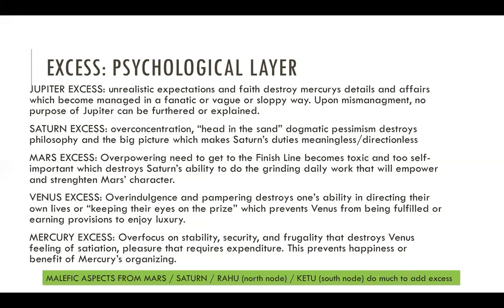The psychological layer of Jupiter's excess is when he has unrealistic, excessive expectations and faith, he destroys the need for details, and affairs become managed in a fanatic or a vague or a sloppy way. And upon this mismanagement, no purpose of Jupiter can be furthered or explained. I can't spread my philosophy if I won't go into detail with people, if I won't meet people and notice that people are all different and there's no one philosophy that fits everyone. That's stupid. That's why religious dogma destroys lives and destroys nations and destroys entire populations of people.